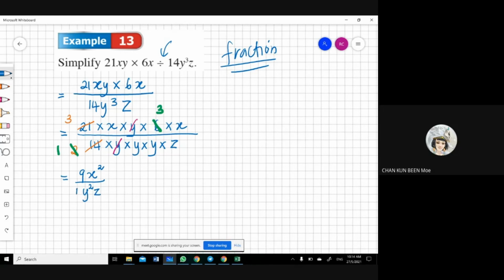Okay, do we have to write down the 1 in front? No. No need, we need to write down in the simplest form. Simplest form is without 1. So we got the answer already. It is 9x squared over y squared z. Are you okay? Yes.